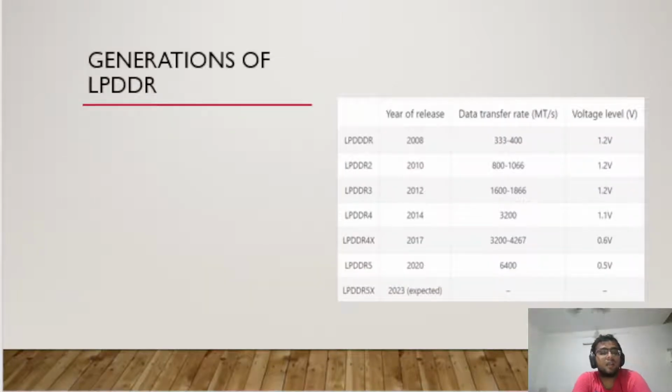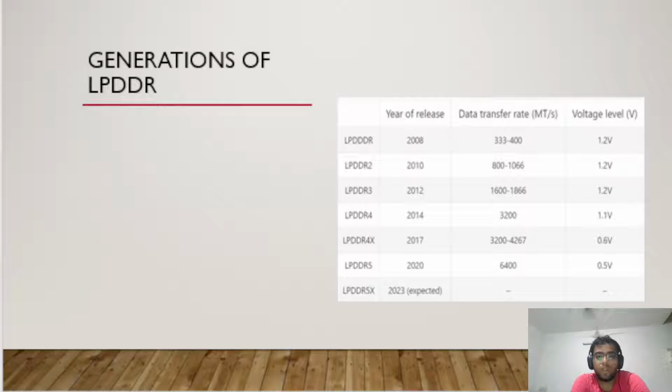Then there are in total 6 generations of LPDDR. The first generation, LPDDR1, was released in 2008. Its data transfer rate is 333 to 400 MT per second. The voltage it uses is 1.2 volt. Then LPDDR2 was released in 2010. Data transfer rate 800 to 1066 MT per second.